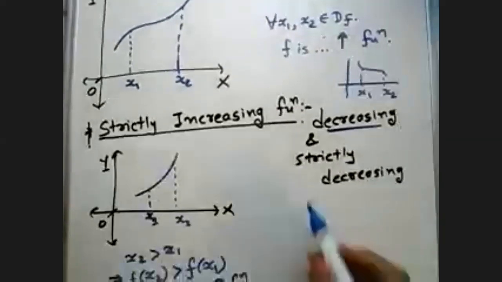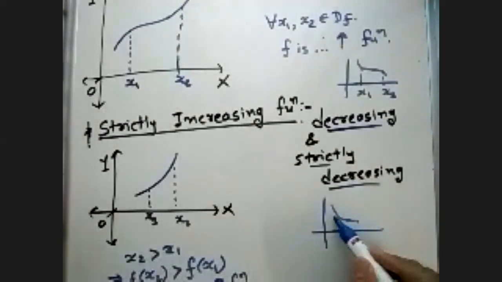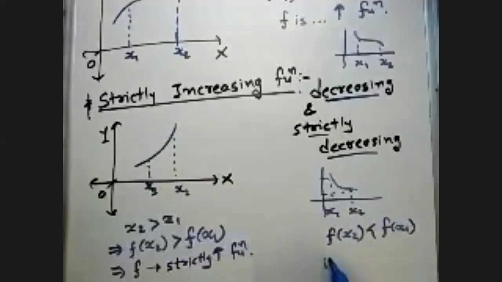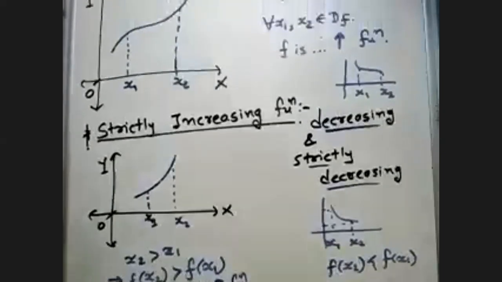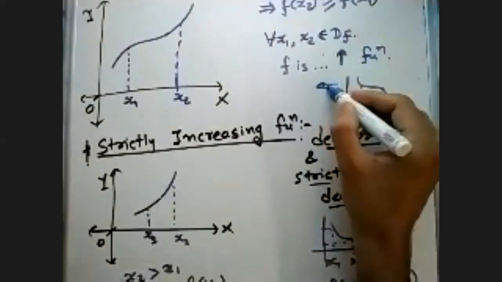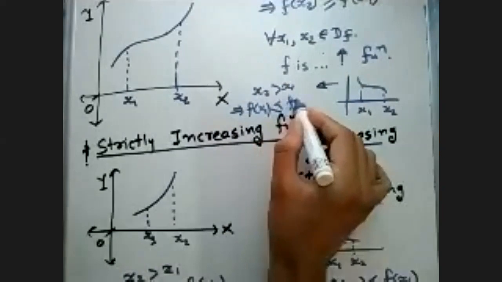And for strictly decreasing, it should only strictly decrease. So if x2 is greater than x1, then your f of x2 should be less than f of x1. Right? And here, for an increasing function, if x2 is greater than x1, then f of x1 can be less than or equal to f of x2.